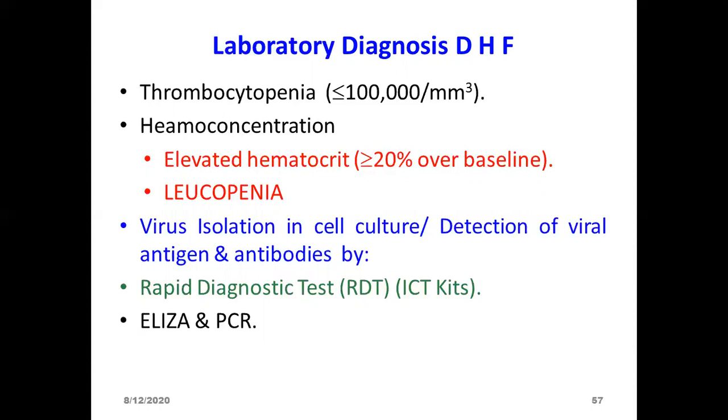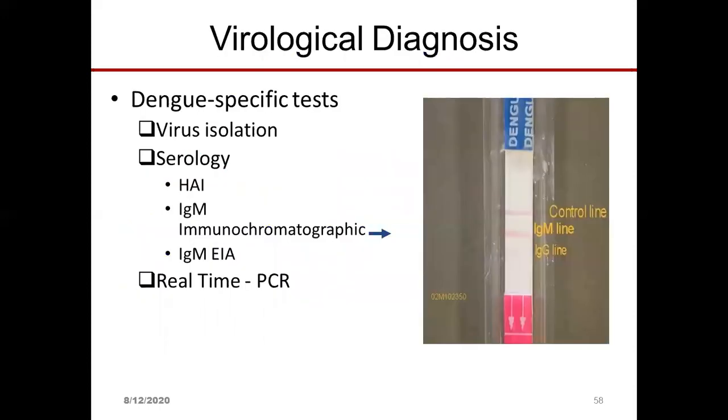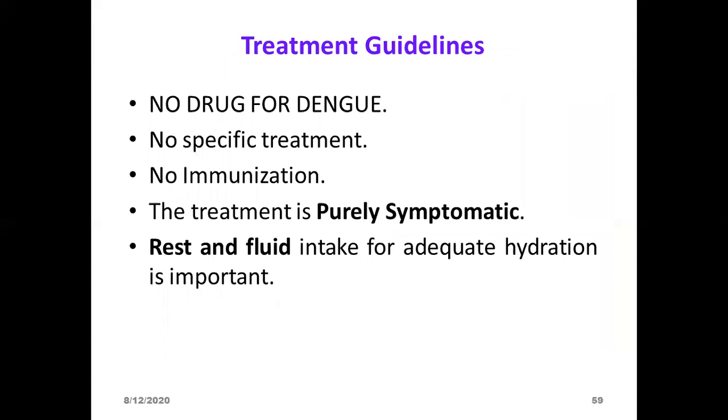Detection of viral antigen and antibodies by rapid diagnostic test, that is RDT or ICT kits, and the confirmation is being done by ELISA and PCR, polymerase chain reaction. So, virological diagnosis, virus isolation, serology, that is the ICT, and real-time PCR. This is the confirmative test of dengue disease.